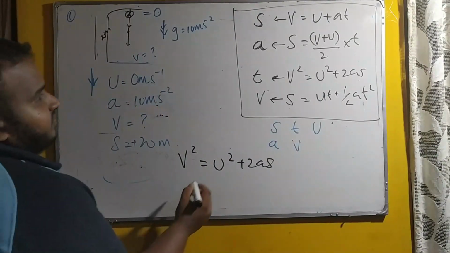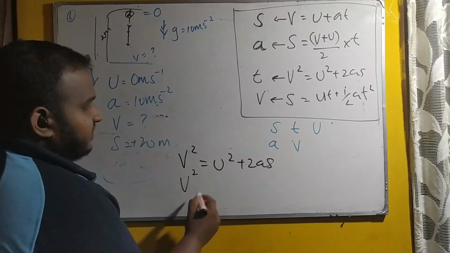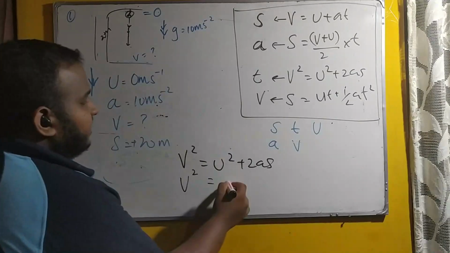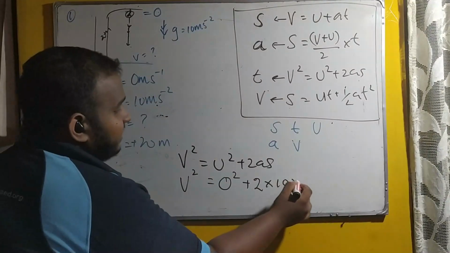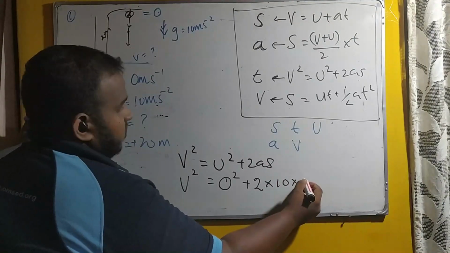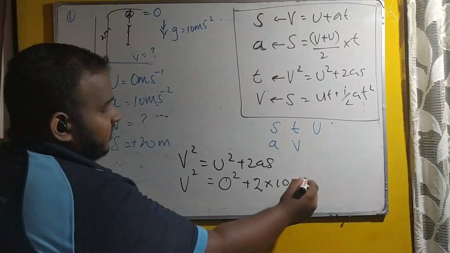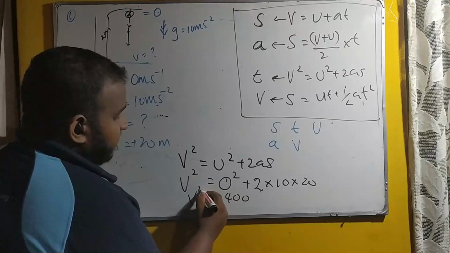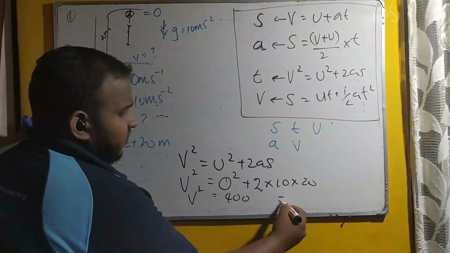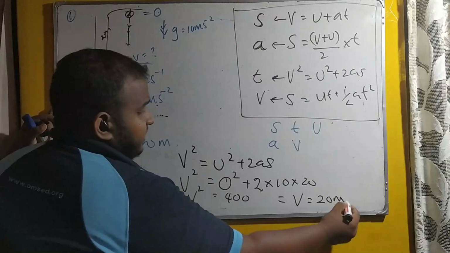So v squared, as you all know, v squared is the question. What is the u squared? Initial velocity is 0 squared plus 2, acceleration is 10, displacement is 20. So 20 into 20, 400 is v squared. So what is the value of v? If you take root, it will be 20 meters second minus 1.